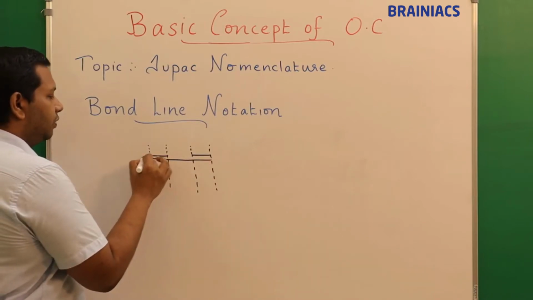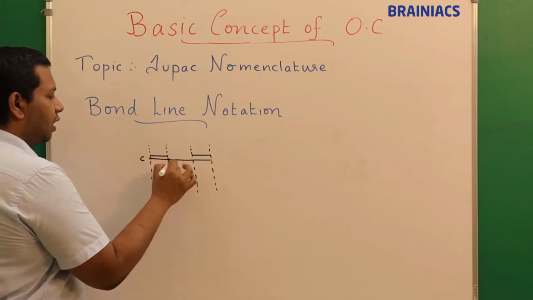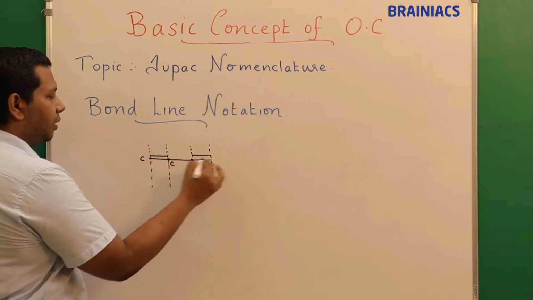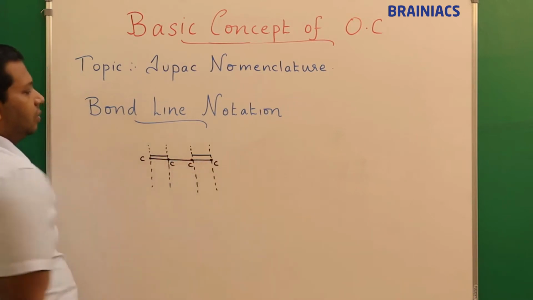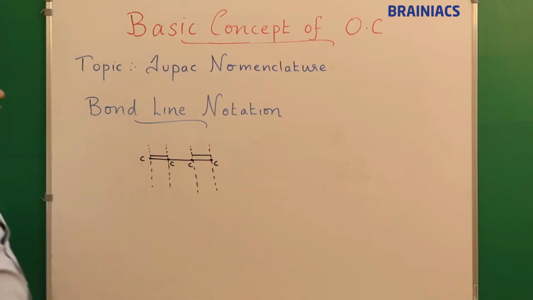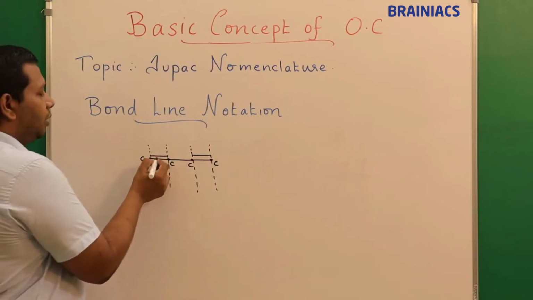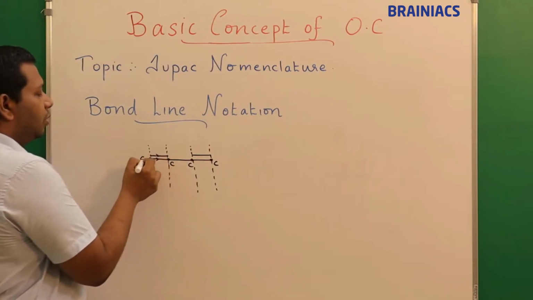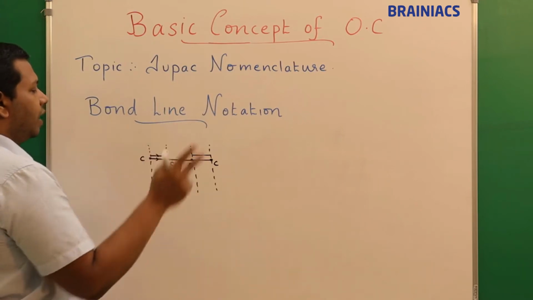Then mark these points as carbon atoms. These are carbon atoms. These are carbon atoms. These are carbon atoms. Now the next thing here is you could see 2 rays are coming out of it. 2 rays are coming out of this carbon atom. That means 2 valency is replaced.